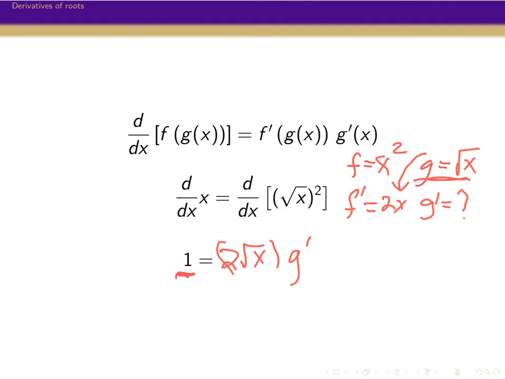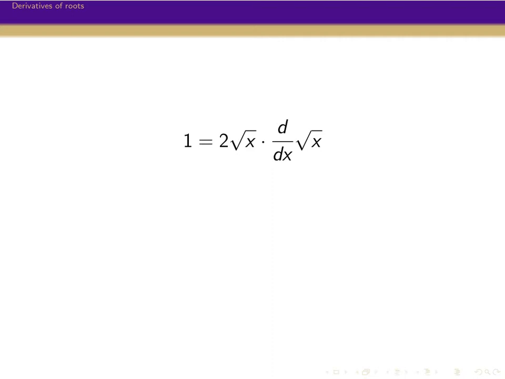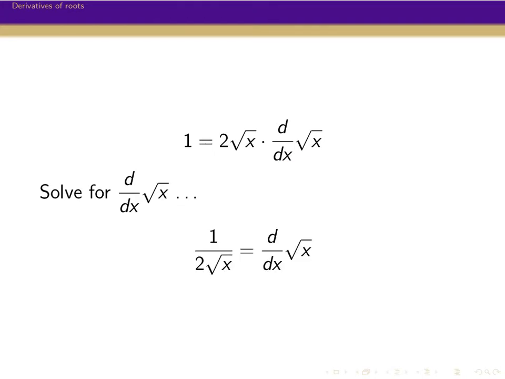Okay, so this is from the chain rule. 2 times x is f prime. In for x, we're plugging in the square root of x. And then this is what we want, g prime. Since we're trying to get this, we're going to solve for it, and by doing so, we're going to divide by the 2 square root of x, and we end up with that formula right there. So the derivative of the square root of x is 1 over 2 times the square root of x.